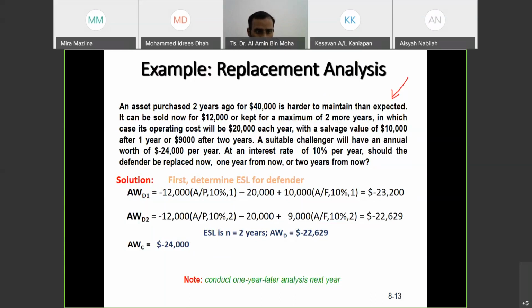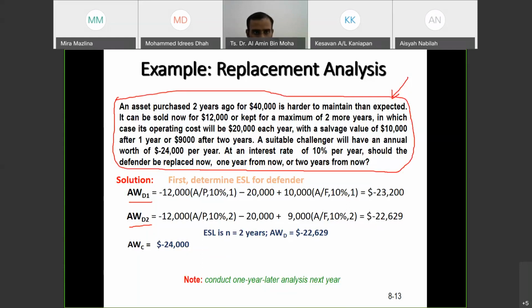So now we need to identify the D1, D2. Defender 1, defender 2. Why do we have defender 1, defender 2? Anyone? For the same case just now, if you still remember. Why do we have 2 defenders? I mean 2 existing assets. So the D1 is for year 1, D2 is for year 2.